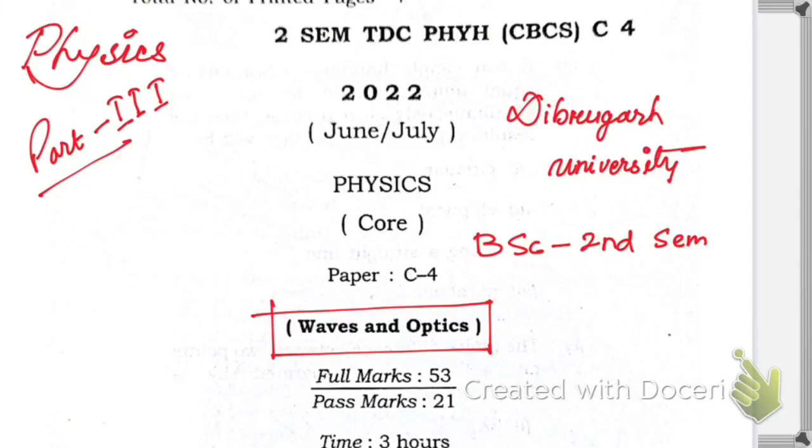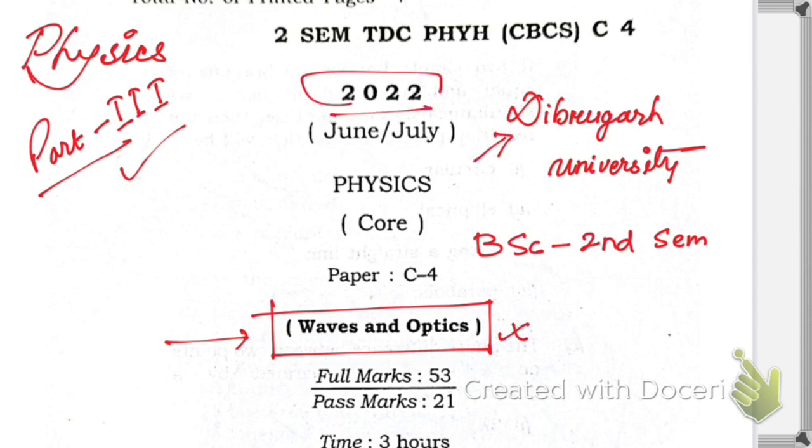Hello friends, this is part 3 of the BSc paper solution, wave optics of 2022, Dibrugarh University, second semester BSc physics honors. I have already made two parts, links are given in the description box.